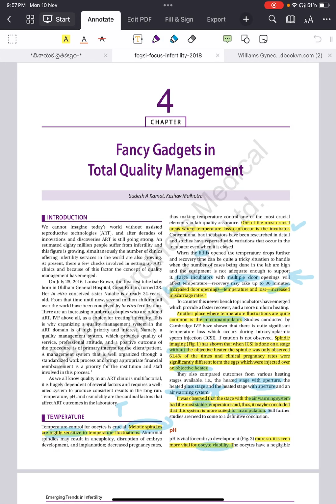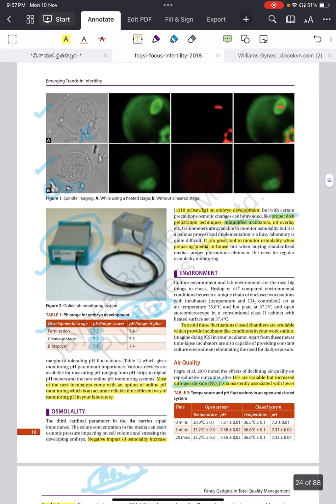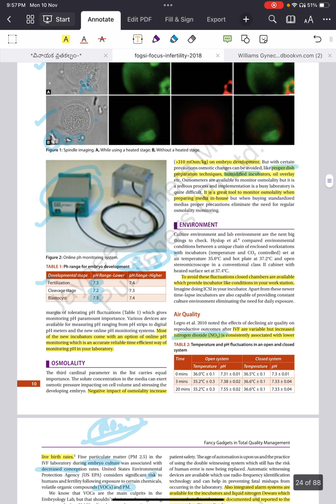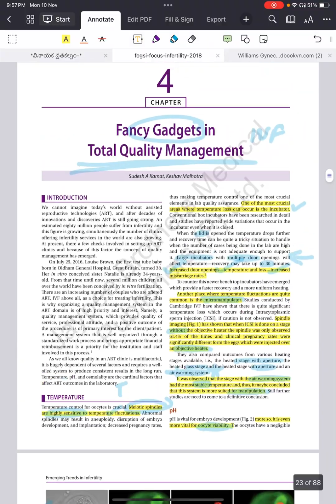Hello. Next chapter, we'll discuss what the different gadgets used in total quality management in IVF are. For IVF, we need a good temperature, a good pH, osmolality, the right environment, air quality, and cleaning procedures. Those things we'll learn.